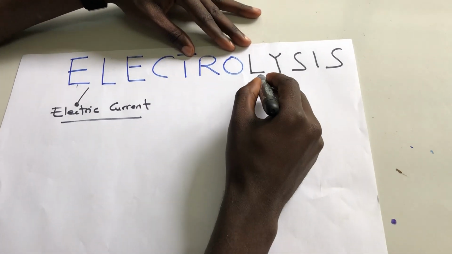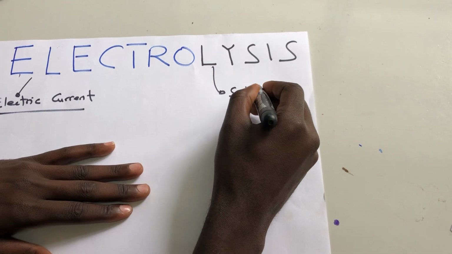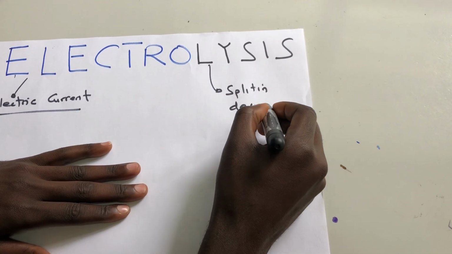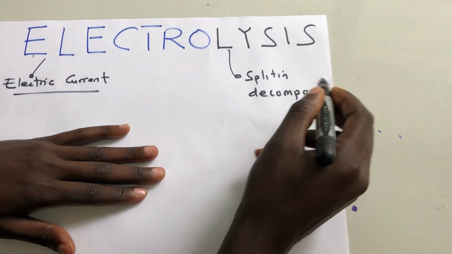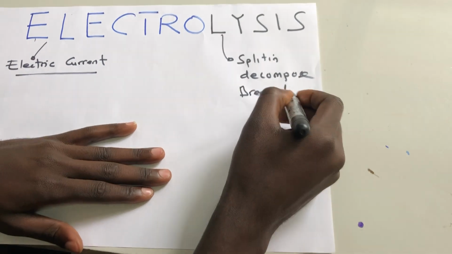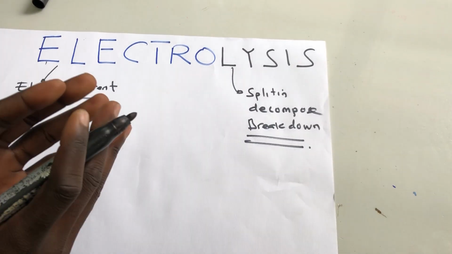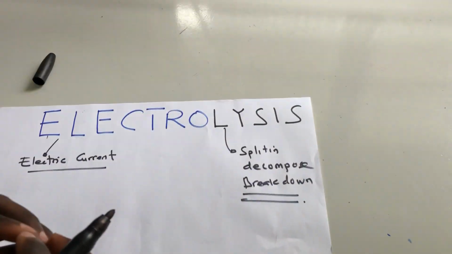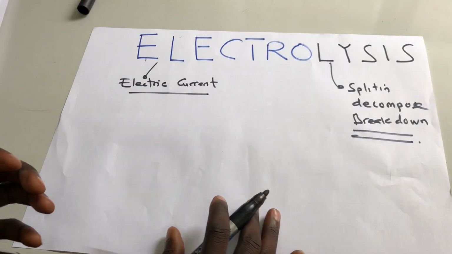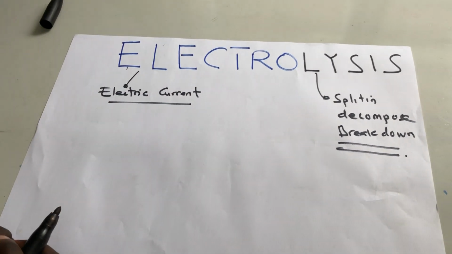Also we have this term which is called lysis. Lysis maana yake ni splitting or to decompose. Just to break down. So that is all about lysis, splitting or to decompose or to break down. But electro means electric current.